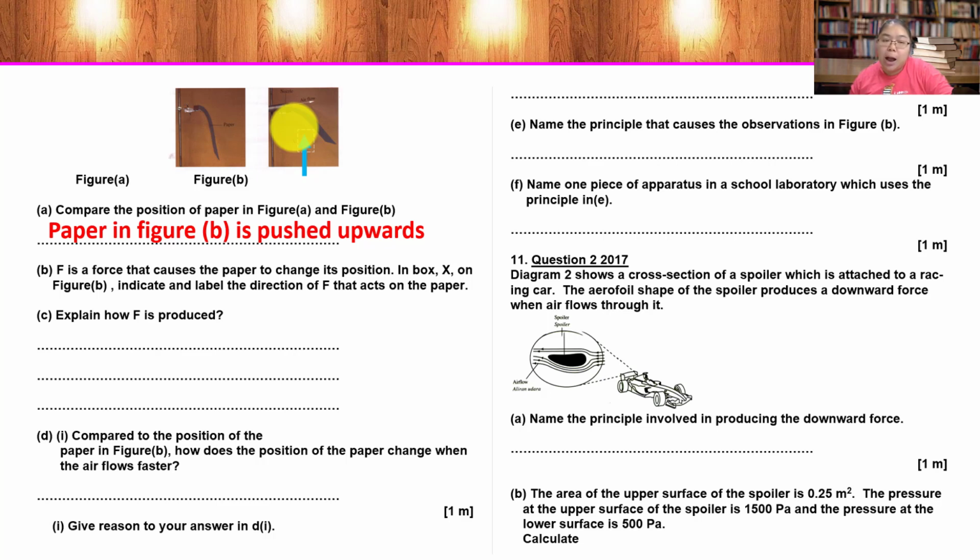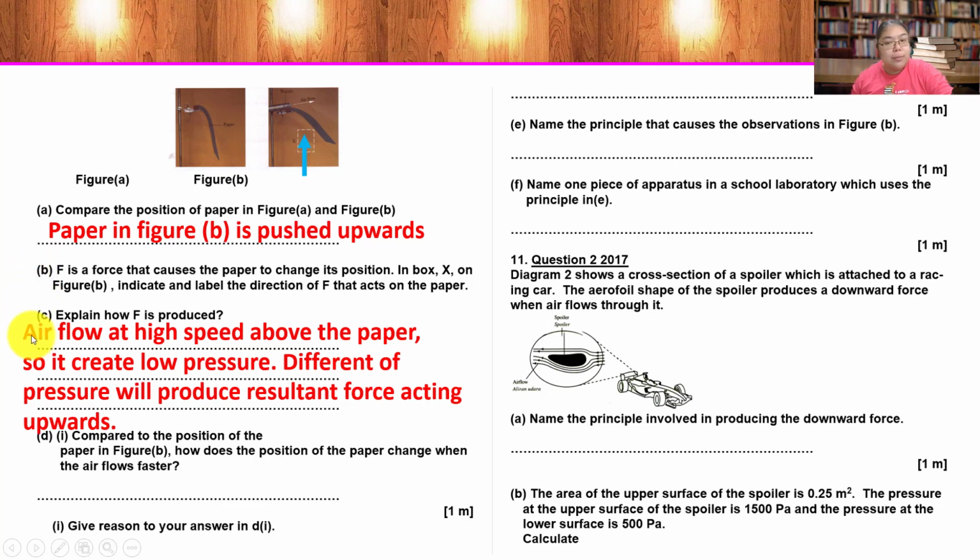So this is how to answer question C. Now we're going to see one by one. Air flows at high speed above the paper, so they will create low pressure. This is the first sentence. Then you must say difference of pressure, meaning up and down. They will produce a resultant force acting upwards. So that's the arrow you draw, a resultant force.